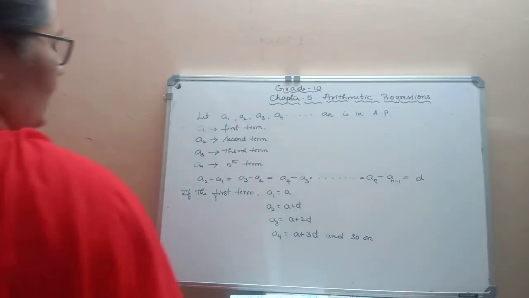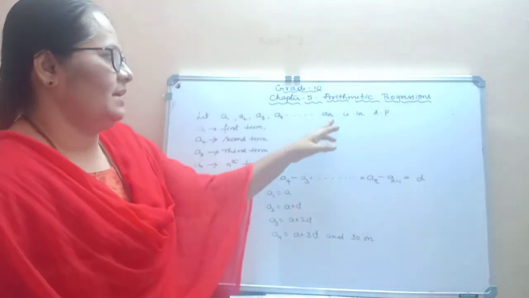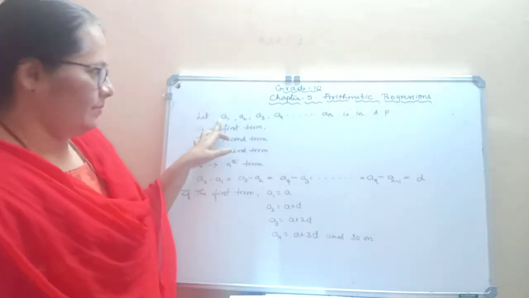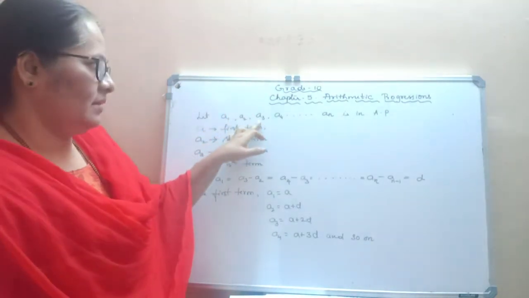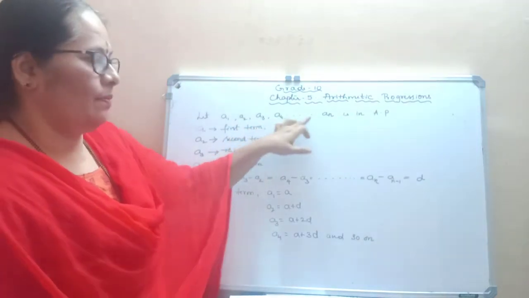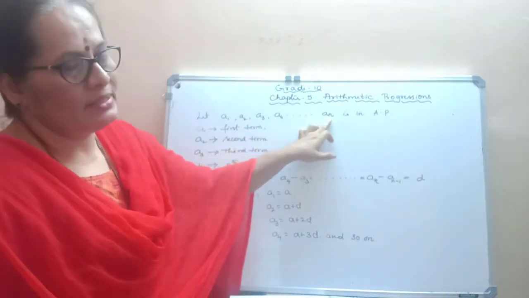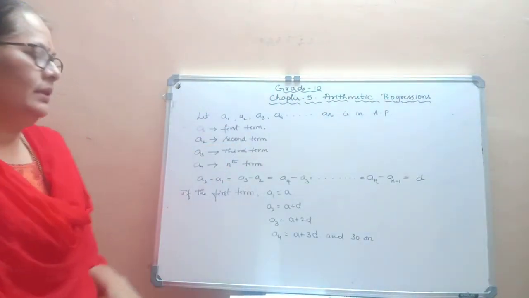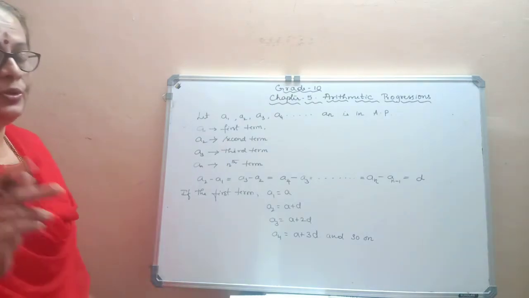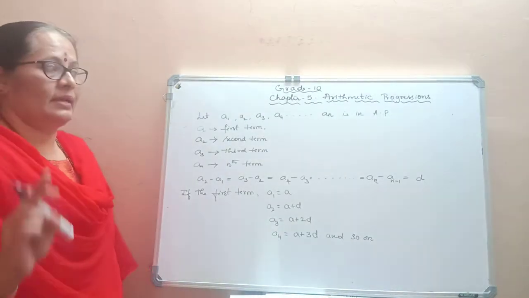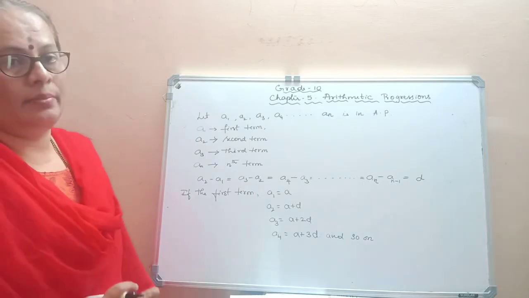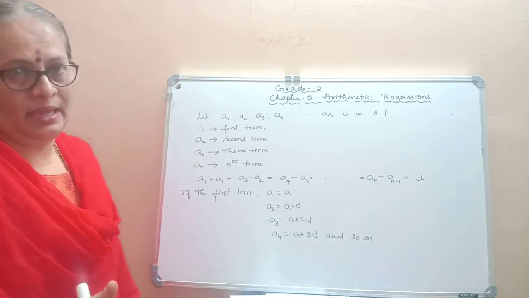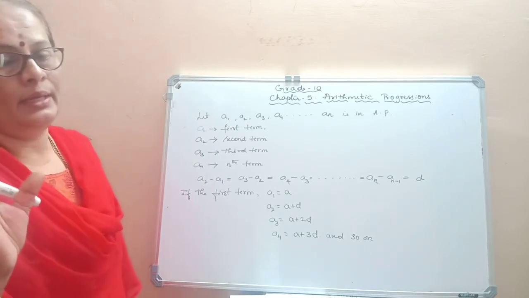Now let us take A1, A2, A3, A4, up to An in arithmetic progression, where A1 is the first term, A2 is the second term, A3 third term, A4 fourth term up to n terms. That is, the nth term is An. According to the definition, there should be a common difference. Then only you can say that the sequence is in arithmetic progression. If the difference between the two numbers is not the same, then it is not in arithmetic progression.